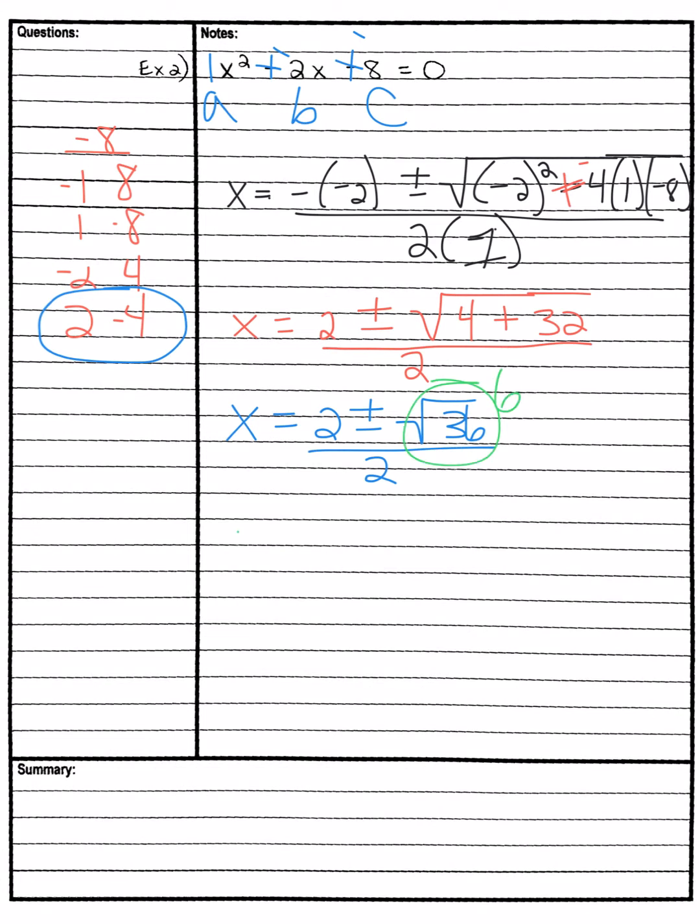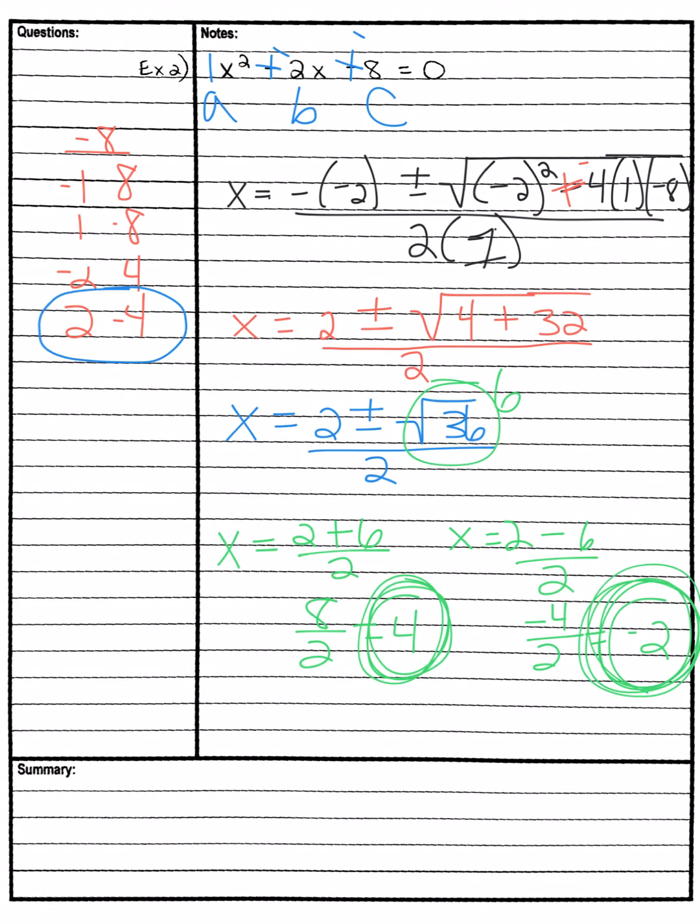So we're going to have two different answers here. We're going to have x is 2 plus 6 divided by 2, and x is 2 minus 6 divided by 2. So we get 8 over 2, which is 4. That's going to be one of our answers. And 2 minus 6 is going to be a negative 4 over 2. So we have a negative 2 as our second answer. So these are our final answers. This is where our quadratic, our parabola, will cross the x-axis, at a positive 4 and a negative 2.